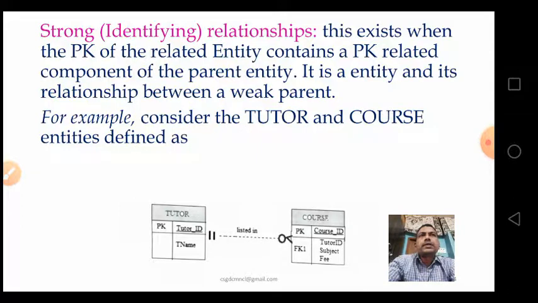Next, many-to-many relationship. That means a single record in table A can be related to one or more records in table B. At the same time, a single record in table B can be related to one or more records in table A. That is called a many-to-many relationship.